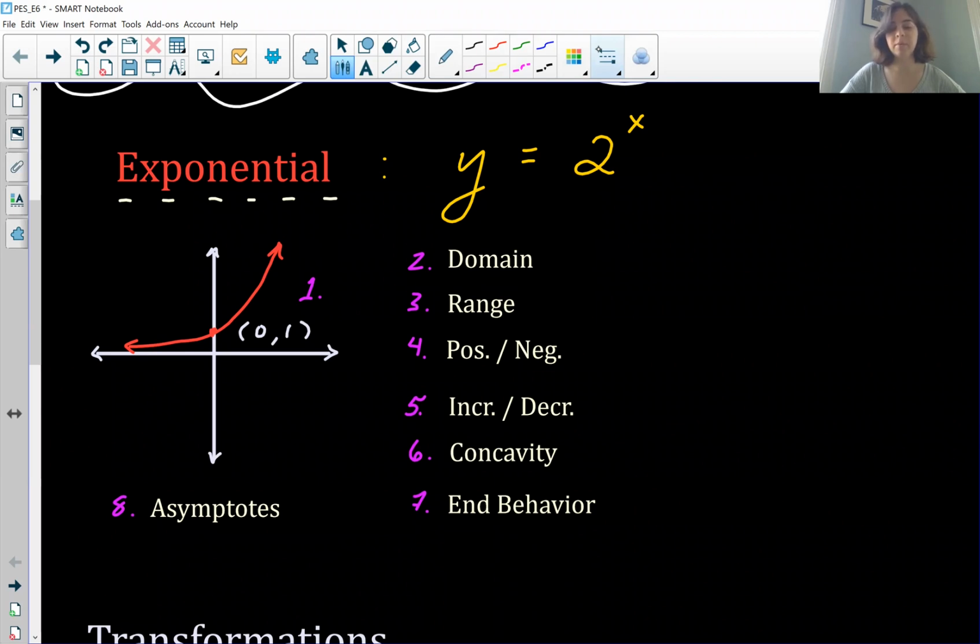And then over here for number 2, domain. So we can plug in any number for x. So that's just going to be negative infinity to infinity.